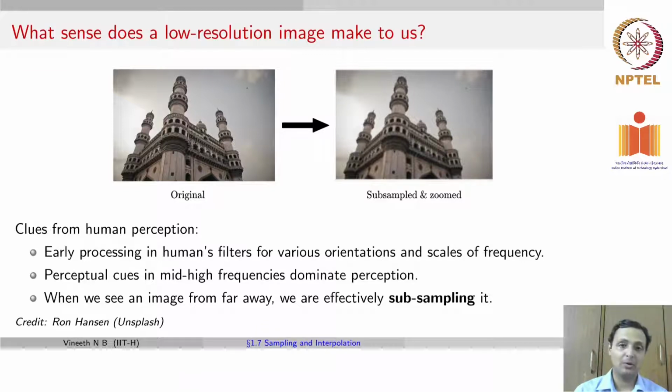But when you see a low resolution image, it is equivalent to subsampling the image. Or if you're seeing an image from very far away, you're actually subsampling the image, which means you may be losing some of the high frequency information, but you do get a lot of the low frequency information, which is good enough to get a sense of what the object is, but may not give you finer details.